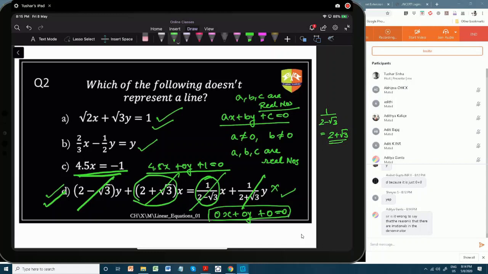Only the power will be only 1. The power of the variable has to be 1. There is no ambiguity in that. Okay, fair enough. So basics, clear your basics. Okay, next question.